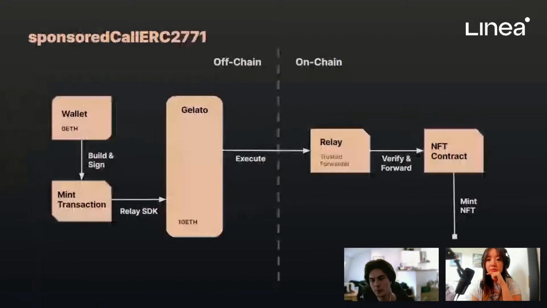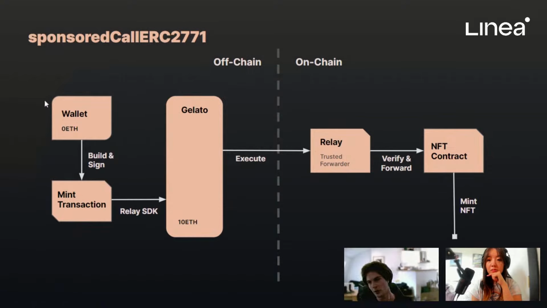So for the flow, this is a demonstration of a sponsored call ERC2771. So again, the transaction is paid for using one balance, and the transaction is signed off-chain since we're using ERC2771. There's an important separation here, which is the difference between the off-chain world, so all of the stuff on the left happens off-chain, and the on-chain world. So this all happens on-chain.